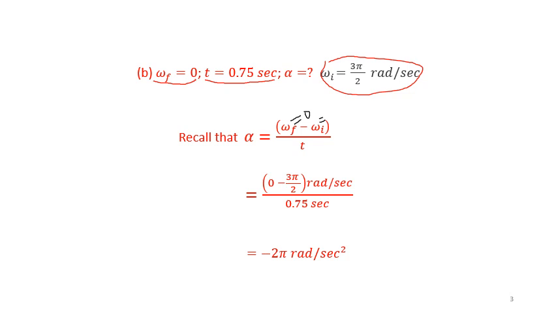Your alpha has a negative sign, which shows that it is decelerating. That is, the velocity is decreasing with time. And that's why it comes to a stop. So the negative sign shows that there is a decrease in the angular velocity as time goes on. So the answer is minus 2 pi radians per second squared. That's the angular acceleration. The negative sign shows that it is decelerating. That's the emphasis.